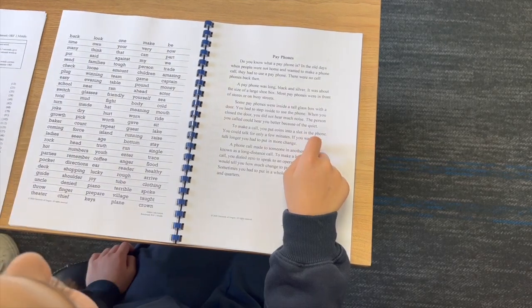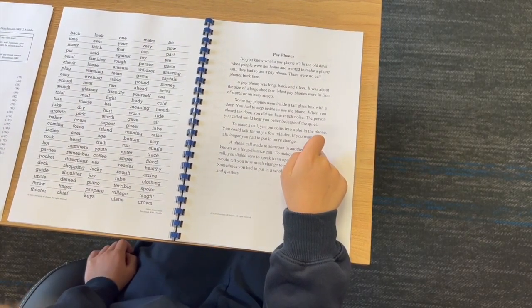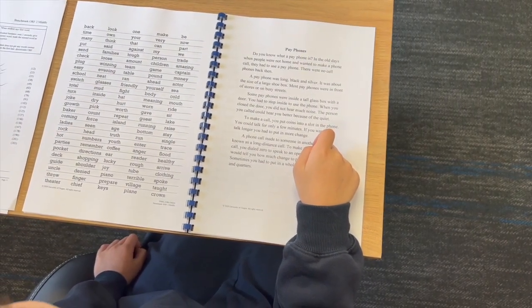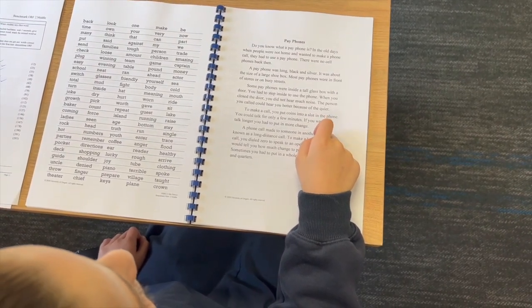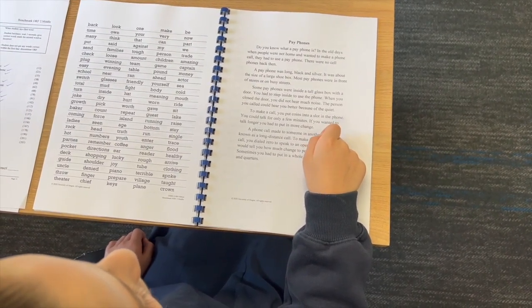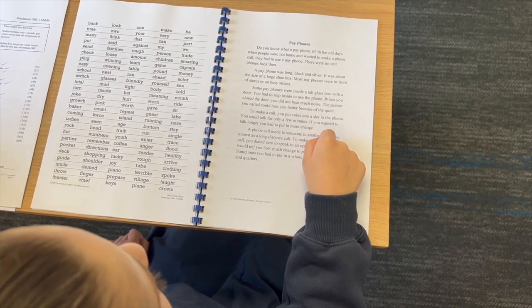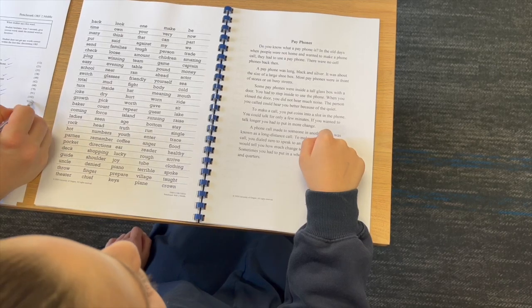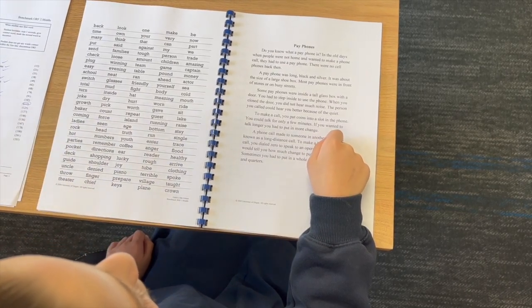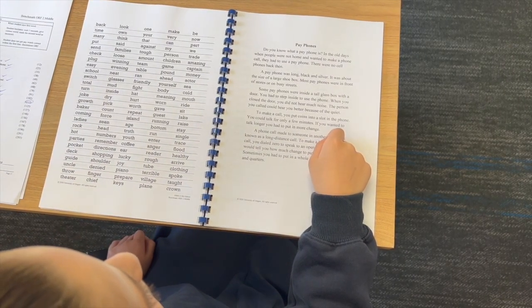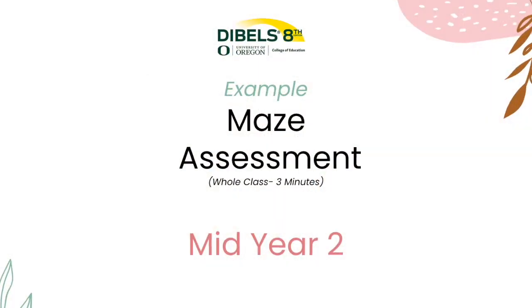All right, stop there. Well done. And what were you reading about? About a payphone. Anything else you can tell me? And it was long, black and silver. And some payphones were inside a tall glass box. All right, thank you. Good job.